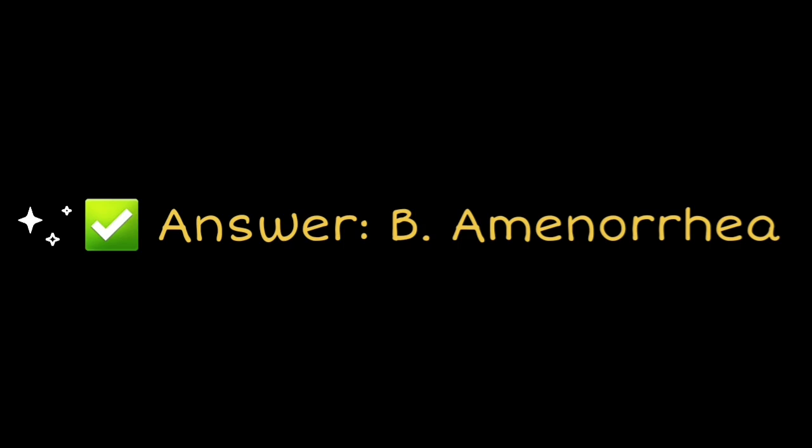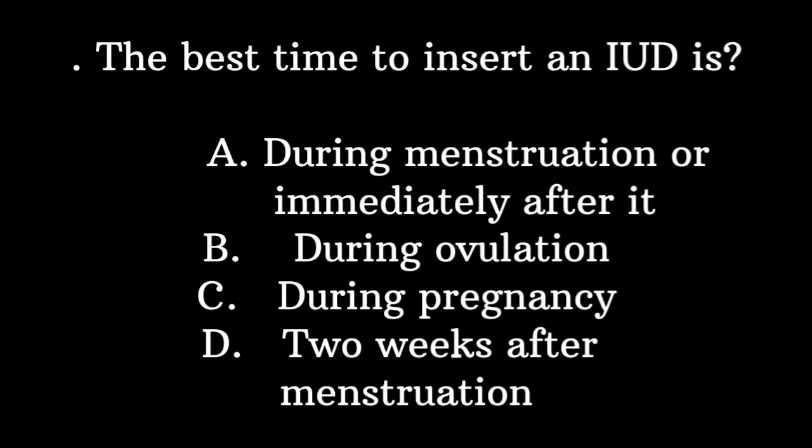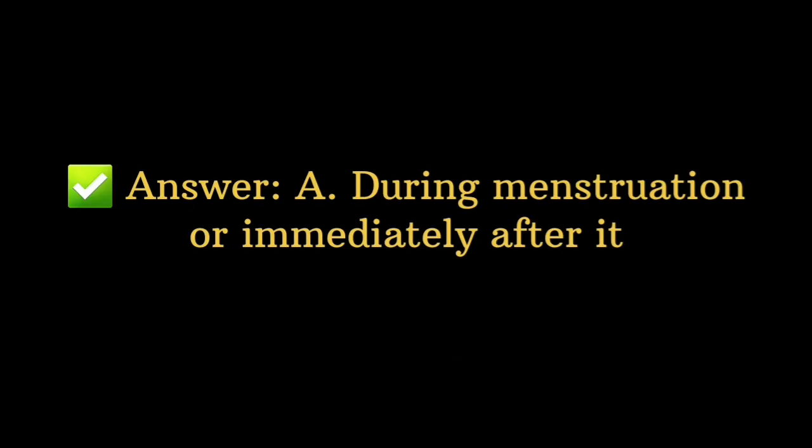Question: The best time to insert an IUD is. Options: A. During menstruation or immediately after it, B. During ovulation, C. During pregnancy, D. 2 weeks after menstruation. The correct answer is option A, during menstruation or immediately after it.